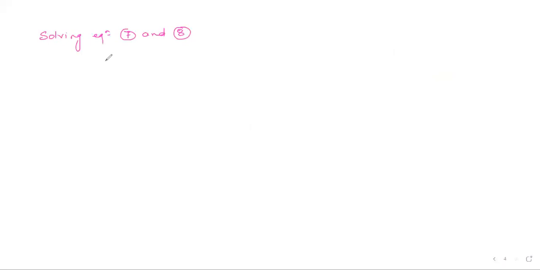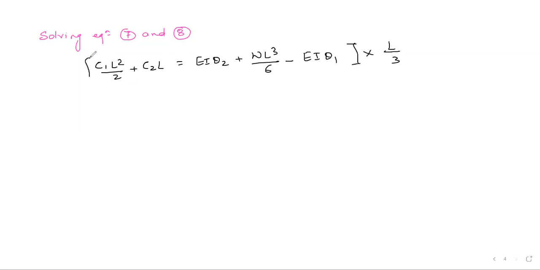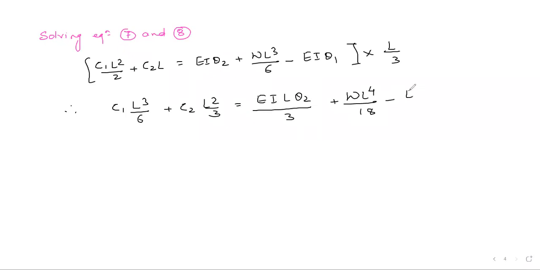So the equation can be rewritten as C1 L square by 2 plus C2 L can be written as EI theta 2 plus W L cube by 6 minus EI theta 1. Now multiplying both sides by L by 3, the whole equation by L by 3, this equation can be written as C1 L cube by 6 plus C2 L square by 3 will be equal to EI L theta 2 by 3 plus W L to the power 4 by 18 minus EI theta 1 L by 3. Let us take this as equation number 9.